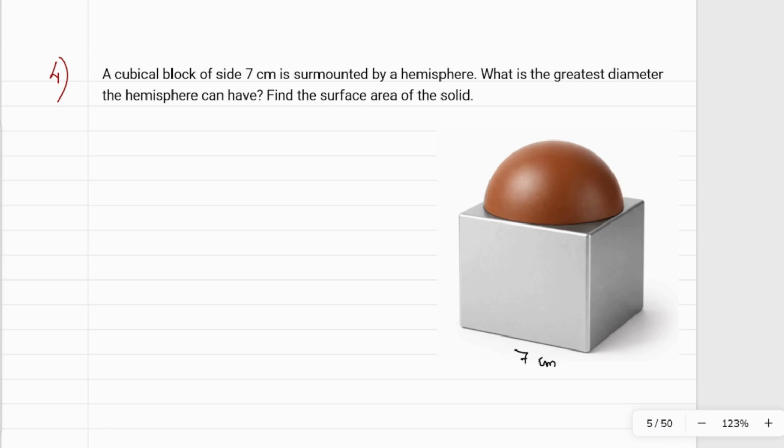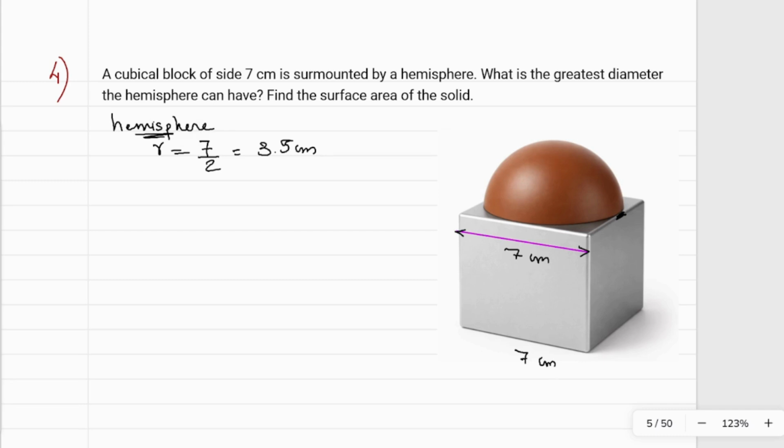If you're observing here, you can see that the hemisphere is touching the end of the cube, one edge of the cube. And on the opposite side it will touch the other edge. So the largest possible diameter here is end to end, that means from here till here. That is equal to 7 centimeter. So what is the radius of the hemisphere? R equal to 7 by 2, which is equal to 3.5 centimeter. This is for the hemisphere, okay? I'm writing it for the hemisphere.